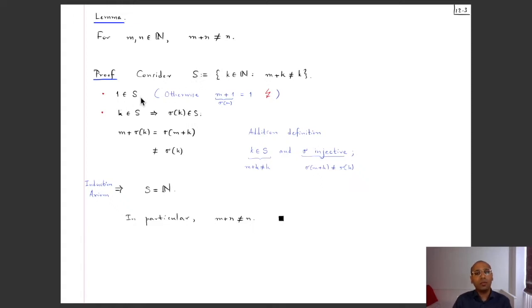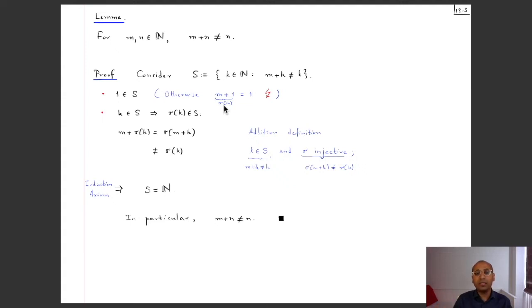So first of all, 1 belongs to S. Well, to show that 1 belongs to S, we have to show that m plus 1 is not equal to 1. But if it was equal, then we would have that m plus 1 is 1, but this m plus 1 by the definition of addition is the successor of m. So then we would get that 1 is the successor of something, which violates the first Peano axiom.